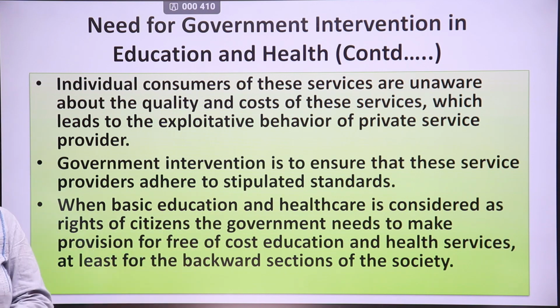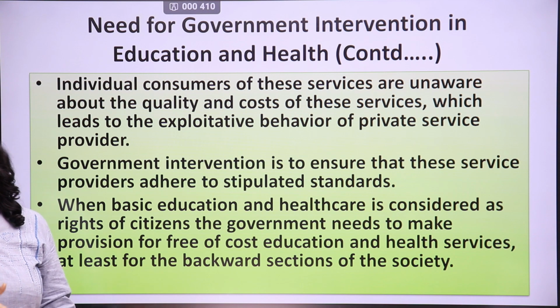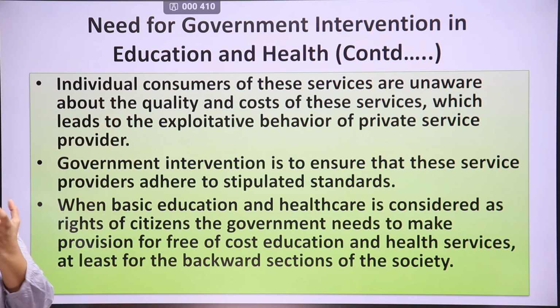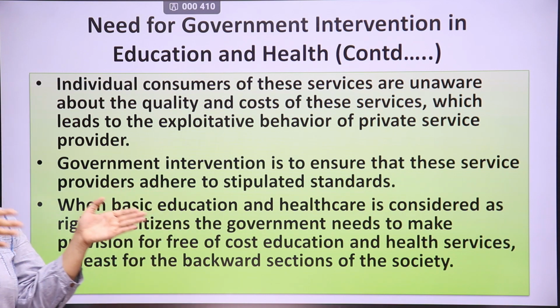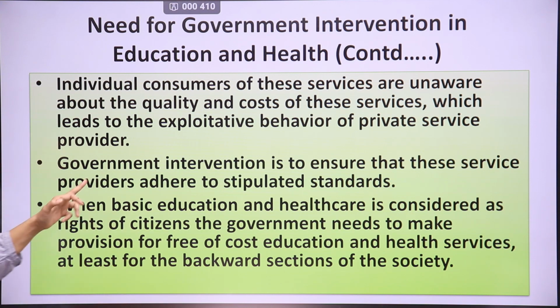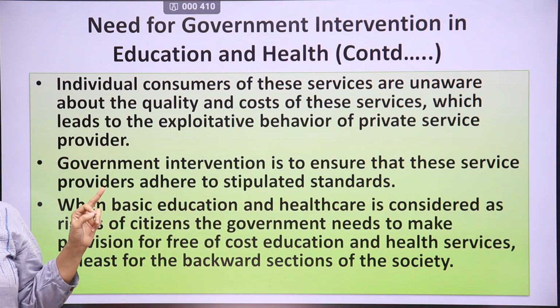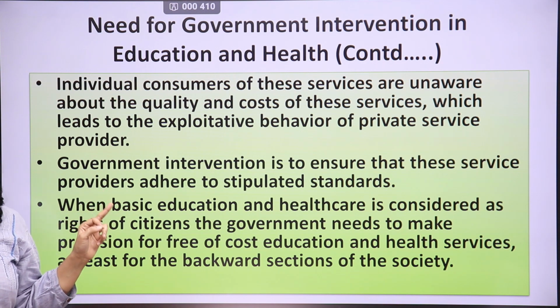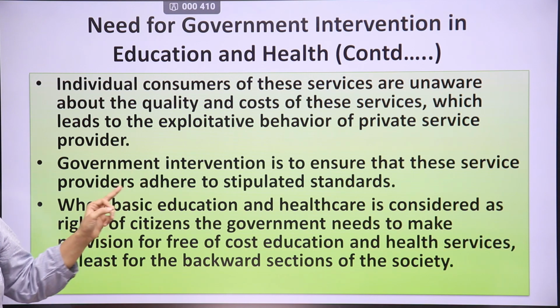In some of the government schools, education is really very nice. People just get blinded with the pomp and show of private schools and they pay more fees. So they are not the right judges of what type of services private schools are providing and what type of payment they are extracting from parents. Government intervention is to ensure that these service providers adhere to stipulated standards. So the government intervenes in these private schools also. They cannot charge very exorbitant fee rates or very high prices for their education, and the government takes initiatives for that.